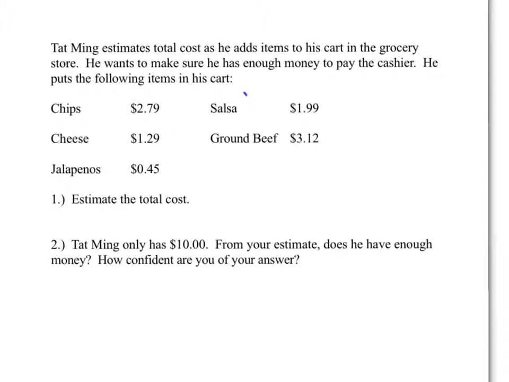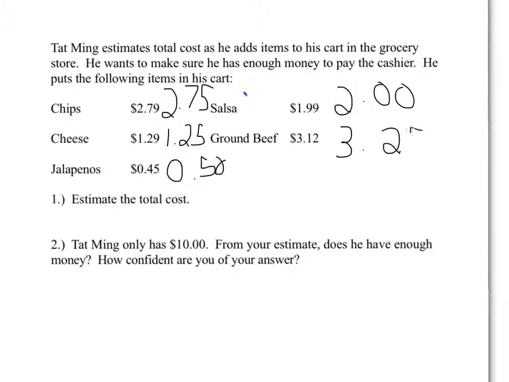If you use benchmarks, one way you could work with the benchmarks is you could round these to the nearest benchmark. So the chips, you could round them to about $2.75. You could just estimate. The cheese you might estimate at $1.25. The jalapenos at 50 cents. The salsa at $2. Maybe you overestimate and you say that the ground beef is about $3.25. From there, if you add up the numbers, you'll be able to get an estimate of what the total cost would be. That is just one strategy.